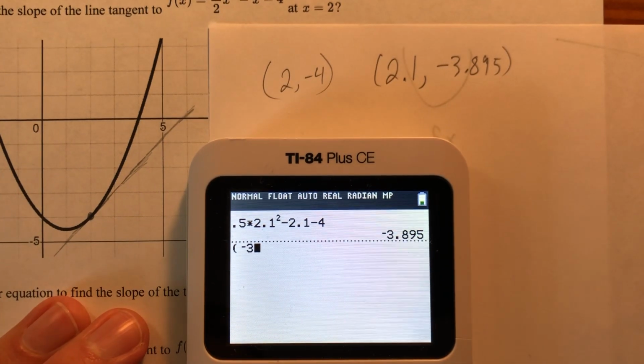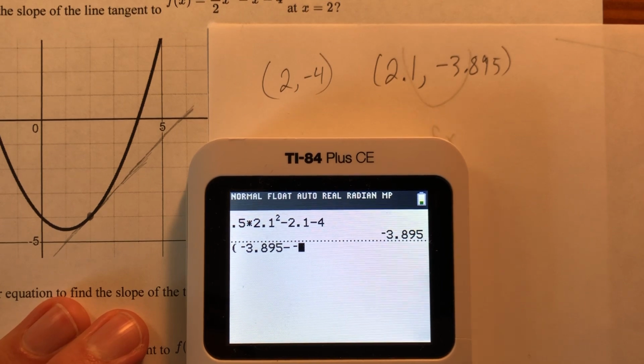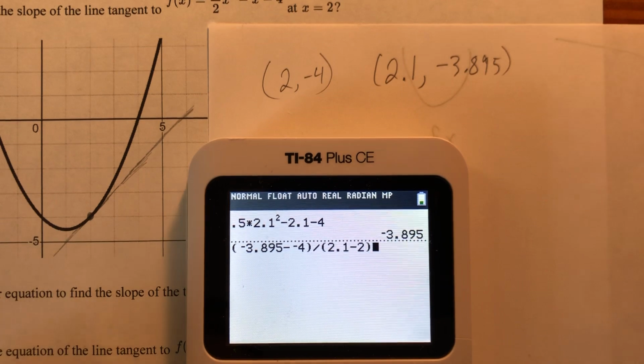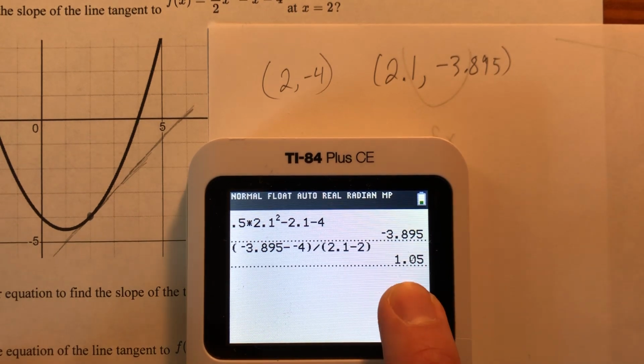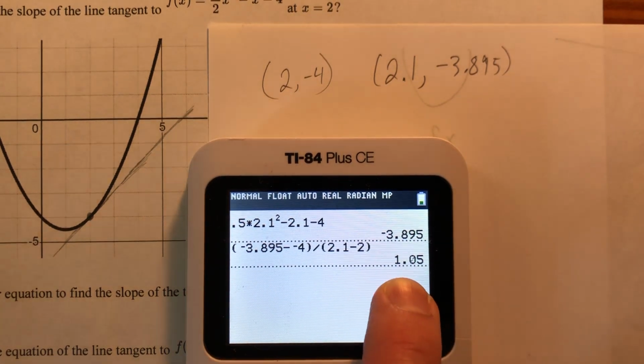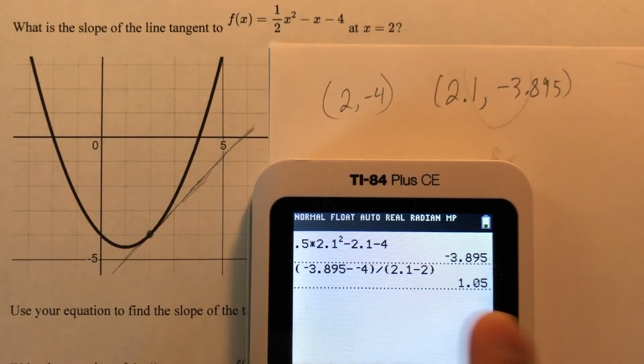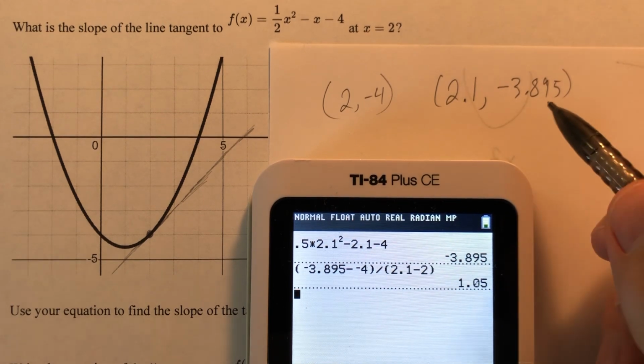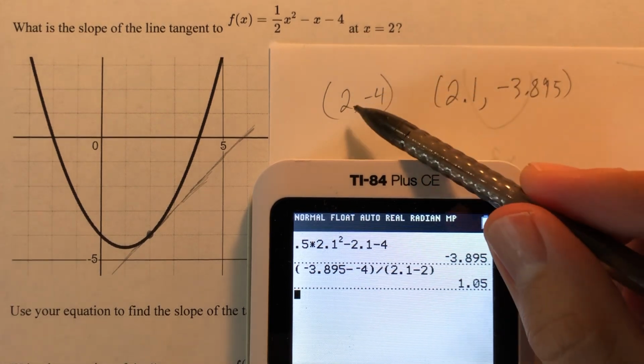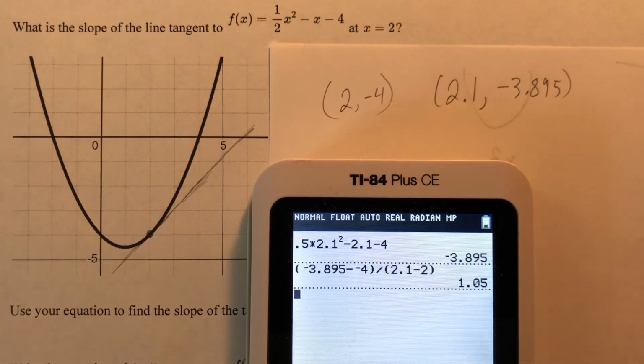So -3.8895 minus -4 divided by 2.1 minus 2, which of course is 0.1. And I get that, so that's great. That's 1.05. But I want to know the slope, and this is an estimate. Well, then why don't I pick a number that is closer to 2 than 2.1? So why don't we go 2.01?